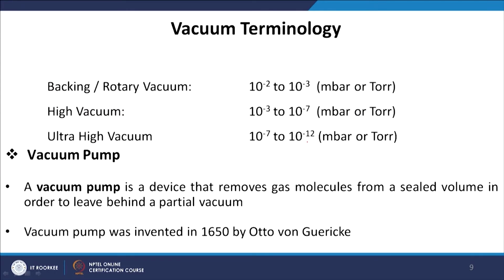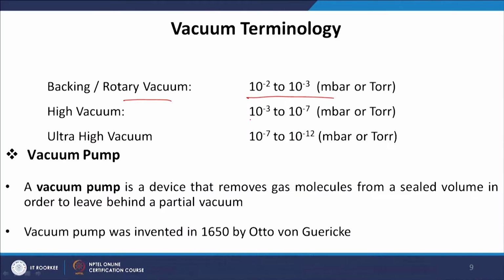Okay. Now, let us see some standard vacuums and how much vacuum they correspond to. Rough or rotary vacuum corresponds to 10 to the power minus 2 to 10 to the power minus 3 millibar or torr. That is the vacuum created by the rotary vacuum or RUP pump. Whatever pump we use in our daily life is also called a rotary vacuum pump. That kind of vacuum pump can create a pressure of 10 to the power minus 2 to 10 to the power minus 3 millibar or torr.